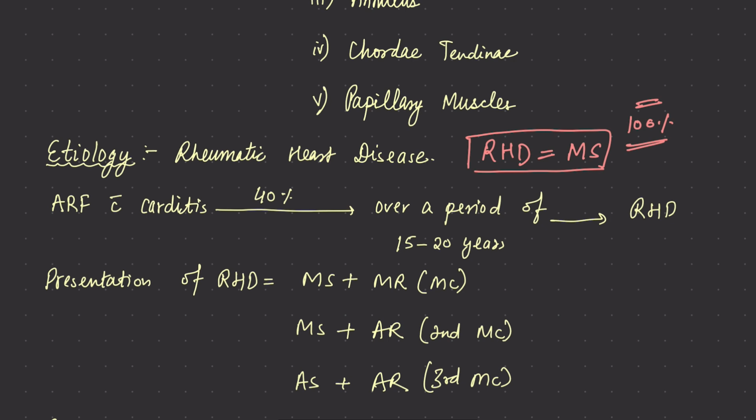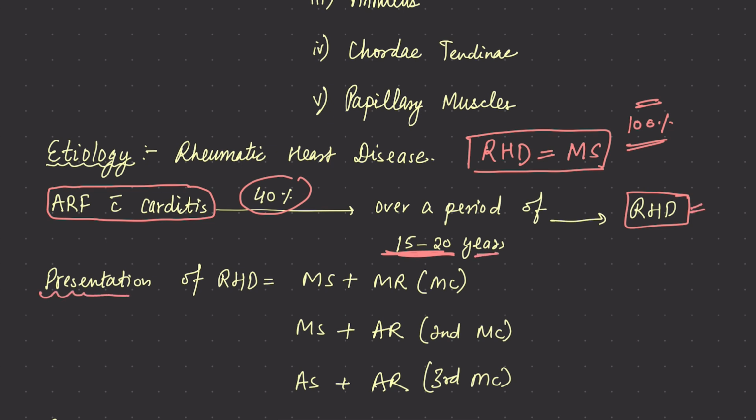How does rheumatic heart disease develop? Rheumatic heart disease is nothing but MS, right? Acute rheumatic fever is different from RHD. Acute rheumatic fever with carditis will develop into rheumatic heart disease, right? 40% of ARF with carditis, over a period of 15 to 20 years, will develop rheumatic heart disease.